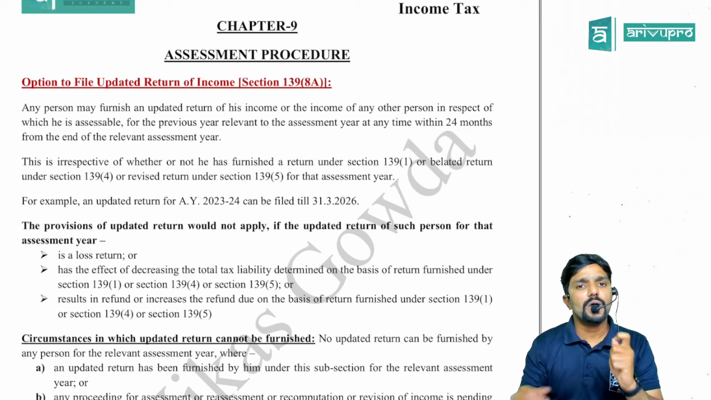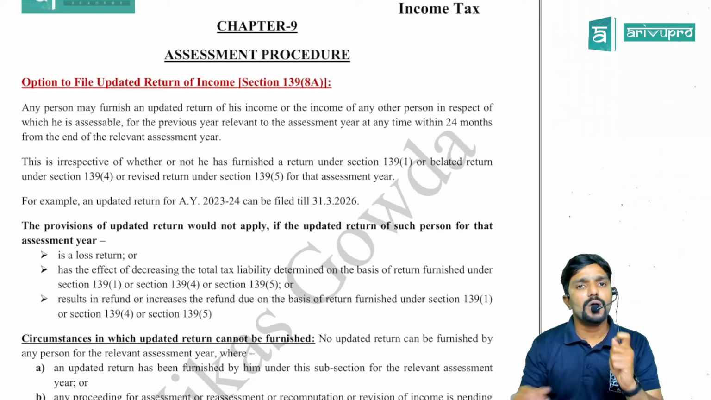So let me start. Any person may furnish an updated return of his income or the income of any other person in respect of which he is assessable for the previous year relevant to the assessment year at any time within 24 months from the end of the relevant assessment year. May be important.